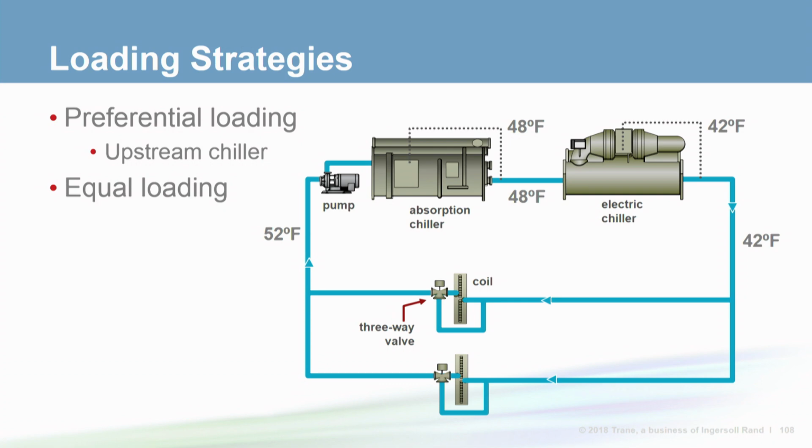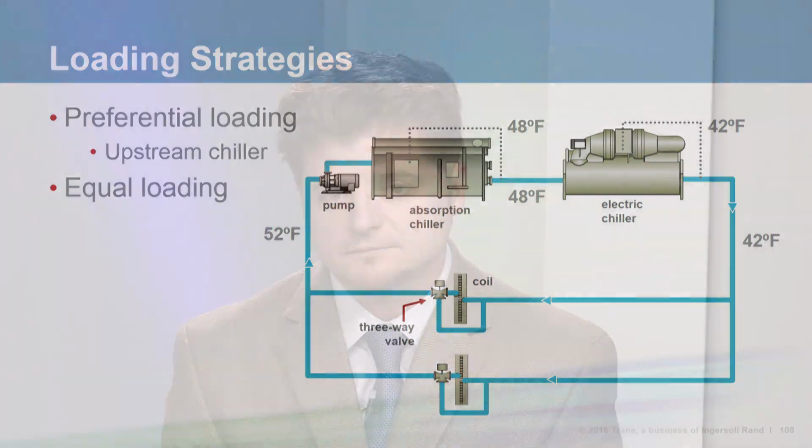As previously mentioned, equal loading of the 2 chillers may be accomplished by using a chiller plant management system to dynamically reset the upstream chiller set point in response to changes in system load.